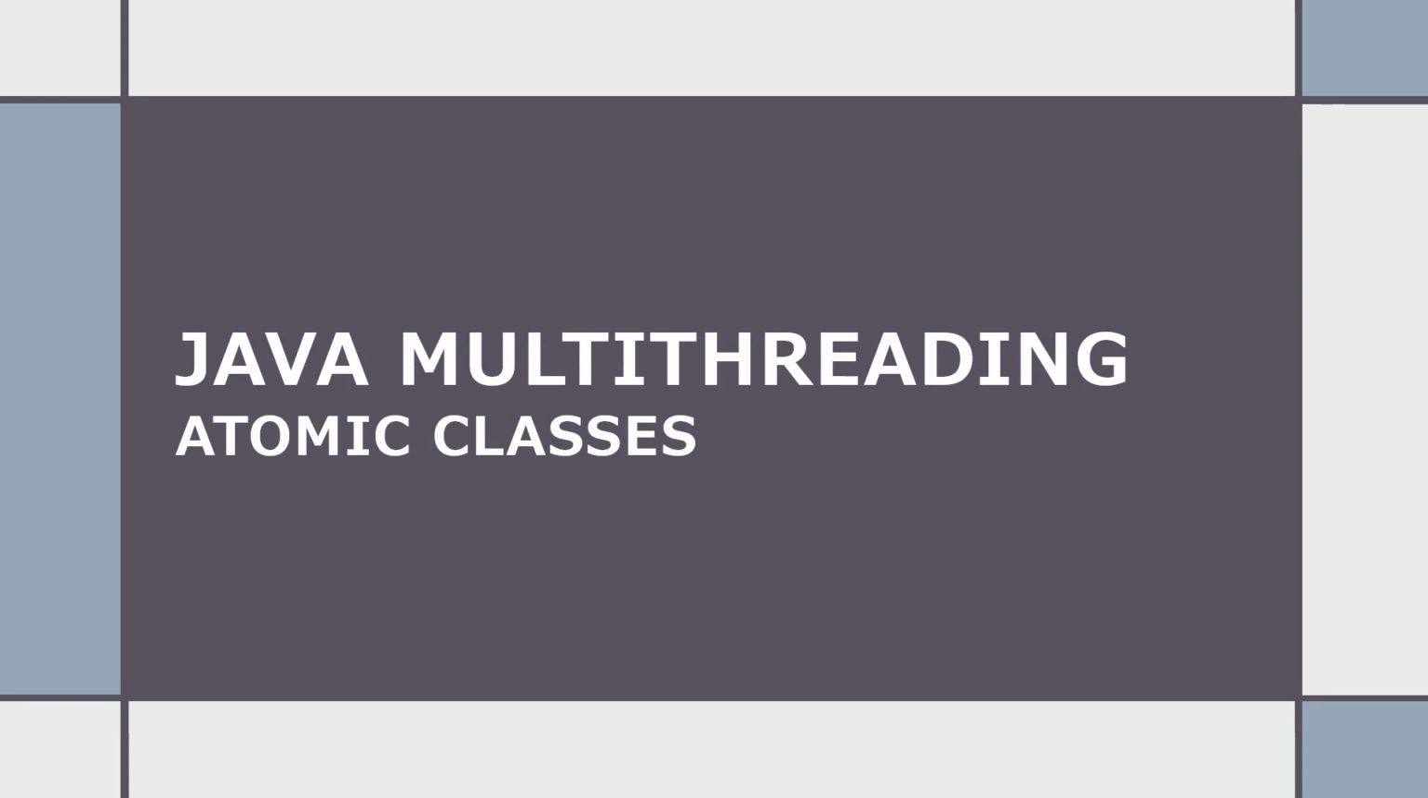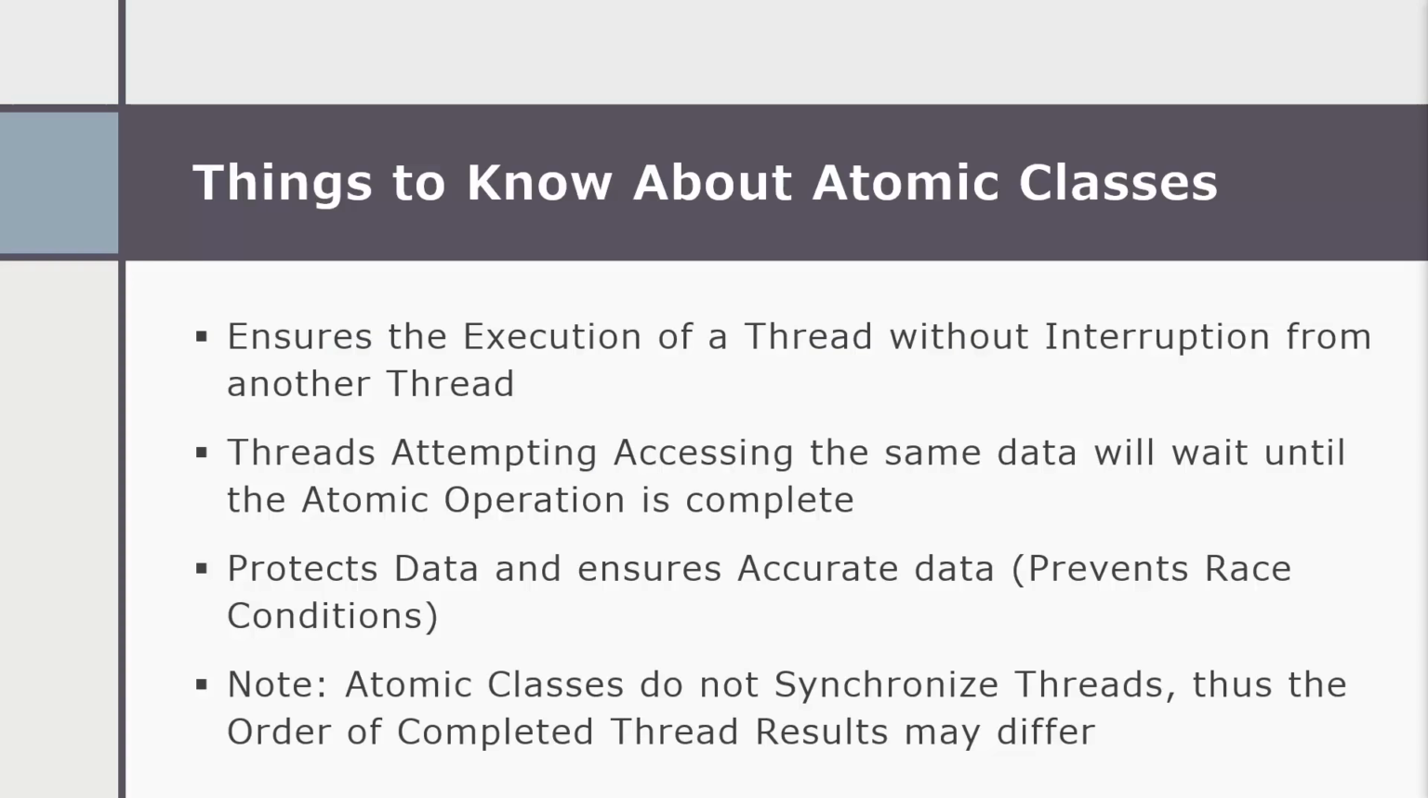In this lesson, I'll cover atomic classes. An atomic class ensures the execution of a thread without interruption from another thread. So this means threads attempting to access shared data will have to wait until the atomic operation is completed. Atomic classes are great because they protect data, ensure data accuracy, and prevent race conditions.